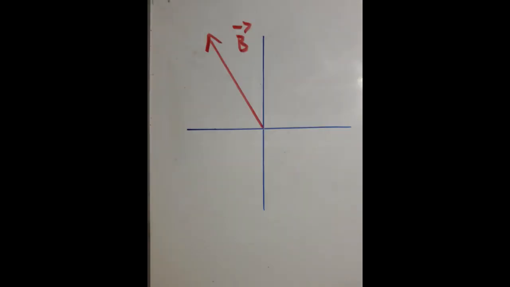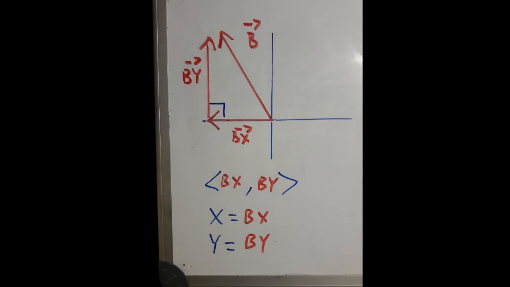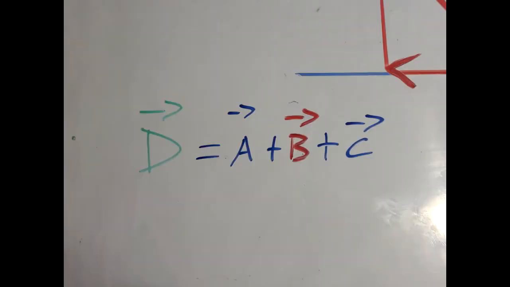For vector B, we have to break it into components, by in the y direction and bx in the x direction. And we're going to write it like this. It's important to remember that we have a 90 degrees in between. The problem states that vector D is equal to the addition of A plus B plus C. We have now written algebraically all the vectors.